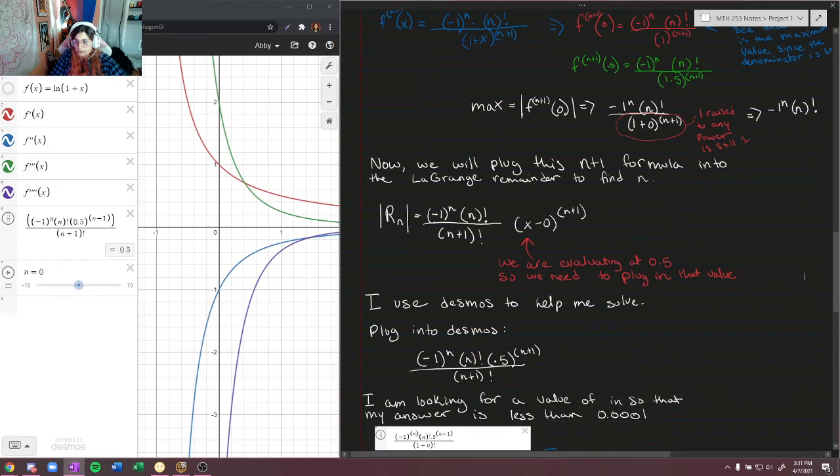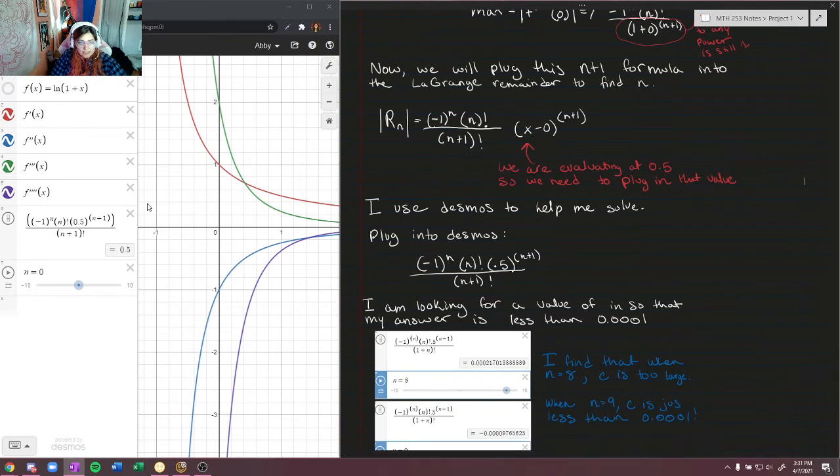This is our maximum formula for the n plus 1 derivative. So we are able to plug this into the n plus 1 derivative in the Lagrange remainder formula so that we can find n. Here's what it looks like. We have the n plus 1 factorial on the bottom. That's part of the Lagrange remainder. And then we have x minus 0, since the center is at 0. For our x, we're going to put in 0.5, since that's what we're evaluating at.